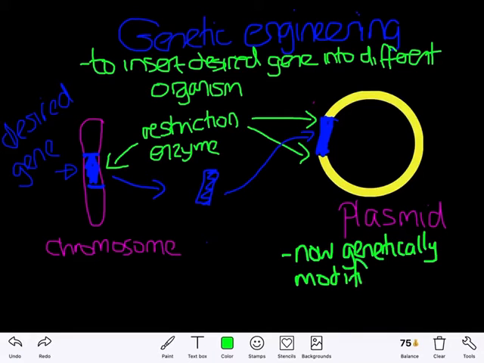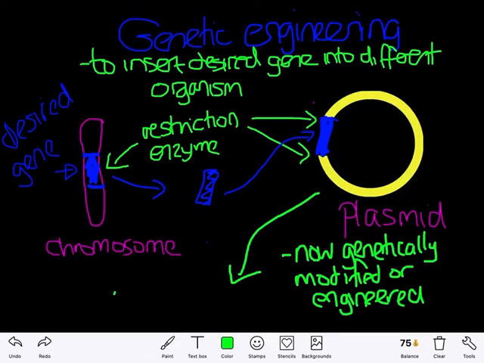So as it says there, our plasmid is now genetically modified or engineered, and it is going to be placed into a bacteria so that it can be reproduced. And then we have many bacteria containing lots of this new genetically modified plasmid.